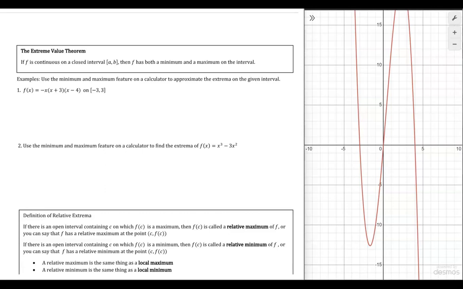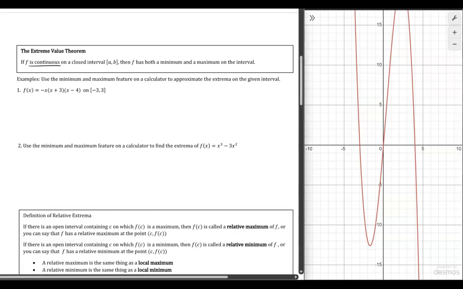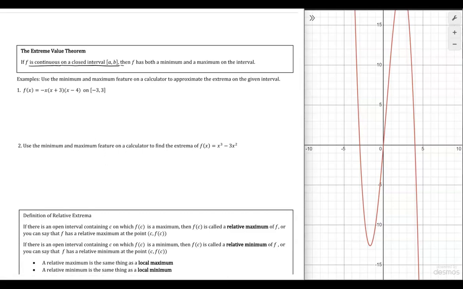Next, we're going to look at the extreme value theorem and a couple of examples where we can apply it. The extreme value theorem states that if the function is continuous on the closed interval a to b, then the function has both a minimum and a maximum on the interval. So it has extreme values on that interval if it is continuous. It has both a minimum and a maximum.